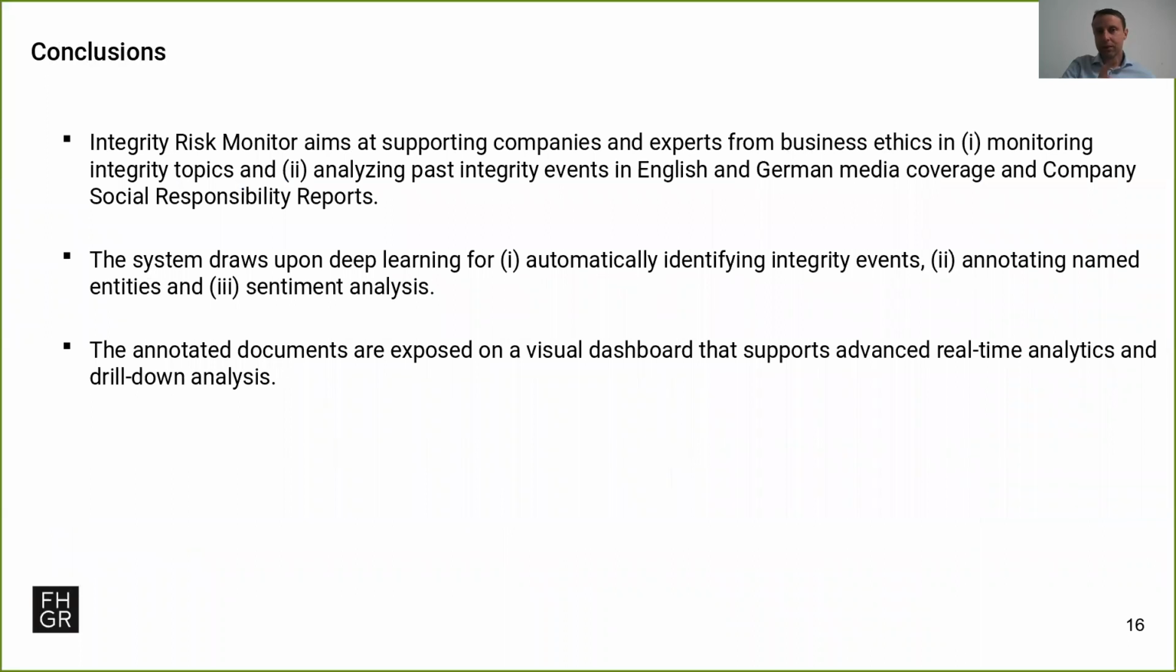In conclusion, the Integrity Risk Monitor aims at supporting companies and experts from business ethics in monitoring integrity topics and analyzing past integrity events as we have done it here. The system uses deep learning to automatically identify relevant events, uses named entity linking for annotating named entities, and sentiment analysis so that you can distinguish positive and negative coverage. The annotated documents are exposed on a visual dashboard that supports advanced real-time analytics and drill-down analytics, and especially the last point, the drill-down analysis, is very important to interpret events correctly.